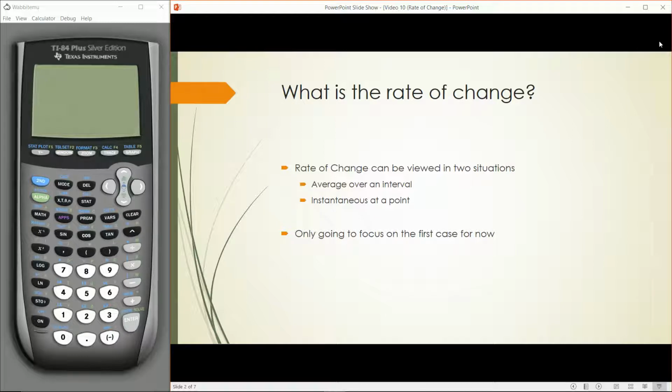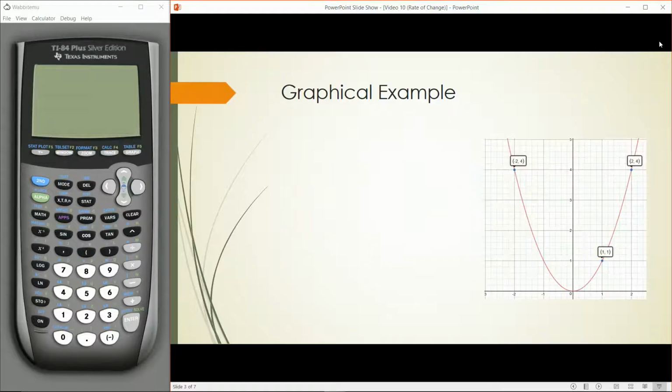So we're only going to work on the first case for now. Later in the semester, we're going to focus on the second case. In fact, that one's going to be fairly important from then on. Now, when we talk about the first case, we're primarily dealing with the slope between 2 points on a graph. So let's take a look at this example here.